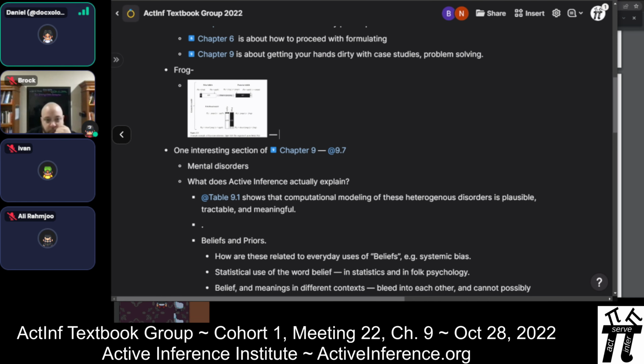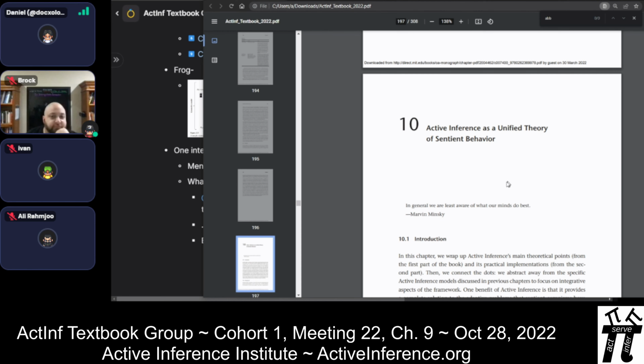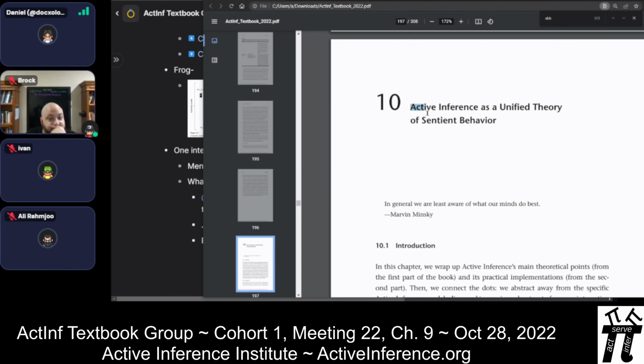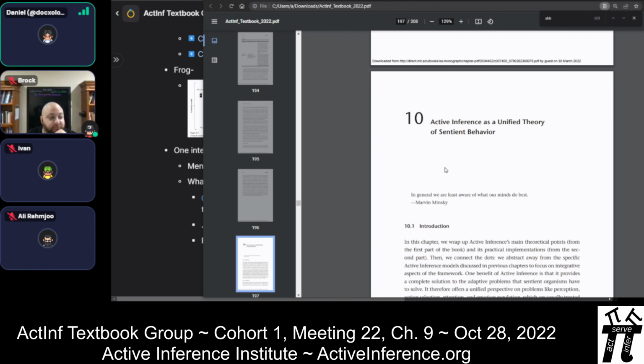All right, let's just, in the last minutes, look to chapter 10. Minsky. Active inference as a unified theory of sentient behavior. If anybody wants to do a little Twitter thread recap on the sentience discourse over the last few weeks, I'm sure we can find some funny tweets, with the sentient Pong-playing neurons and just wave after wave of semantic discussion about the term sentient.